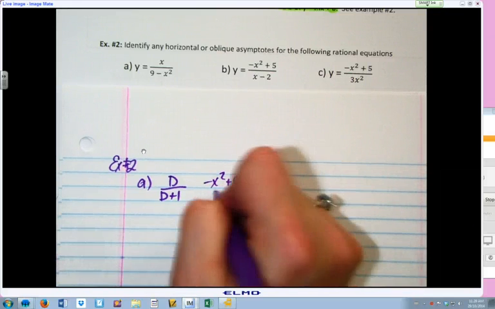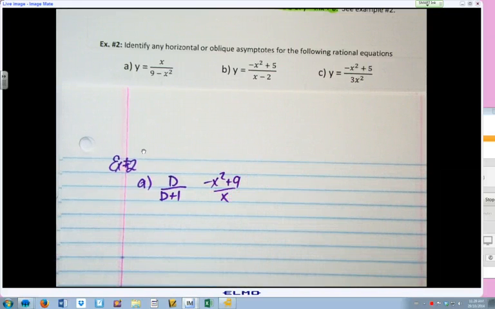And what I'm going to do in a second is divide that by x. So I want to divide to be able to find out what the asymptote is.